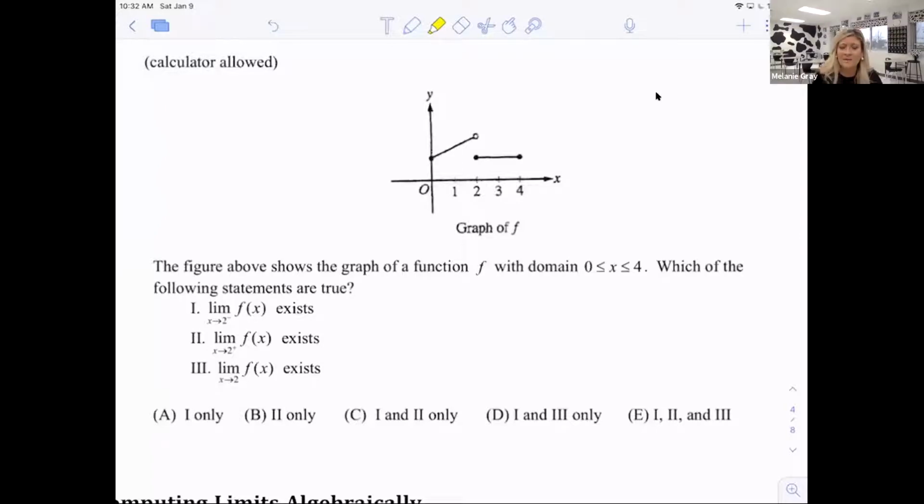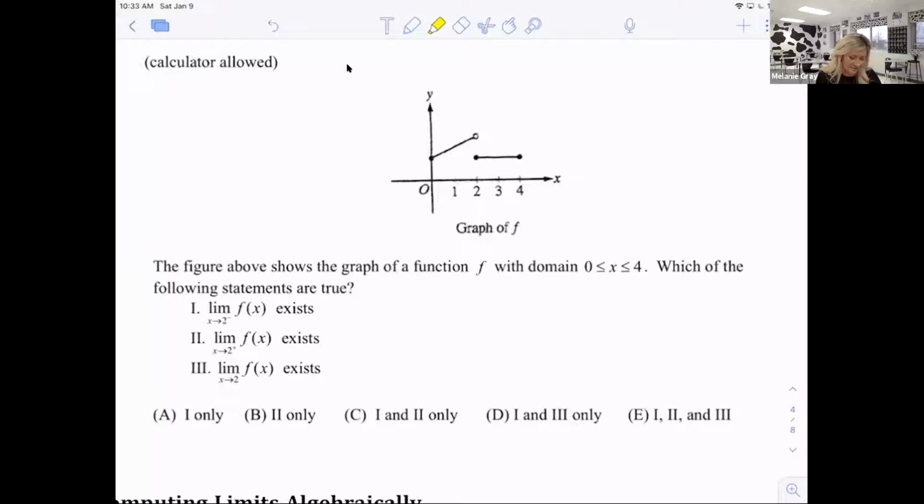Absolutely. So again, the answer was C. Most of you were right on track. Let's see, it looks like maybe one answer for A, a couple answers for B, D, and E. But let's go back to the question and talk about why the answer was C. It says the figure above shows the graph of a function f with the domain x between 0 and 4. Which of the following statements are true?